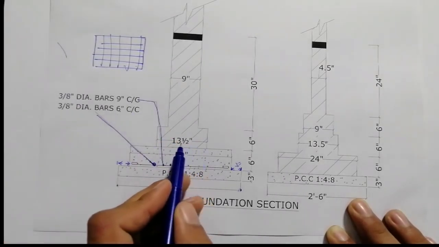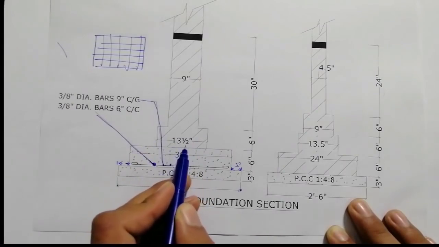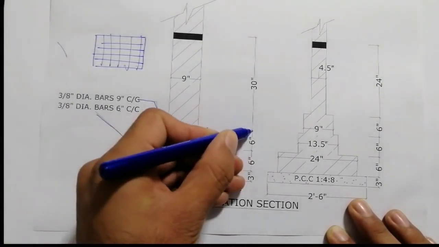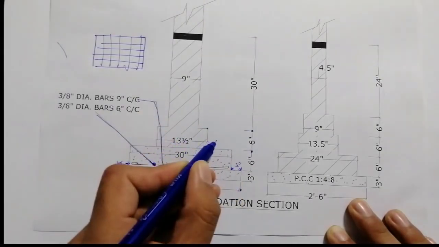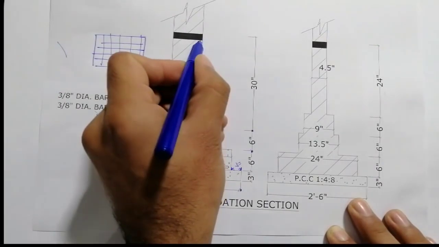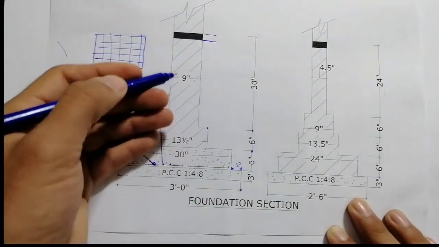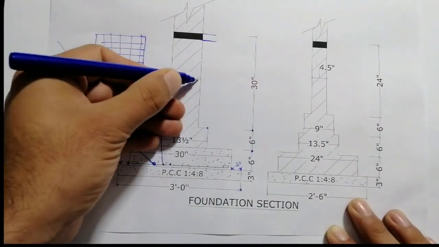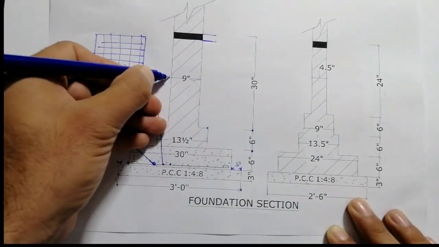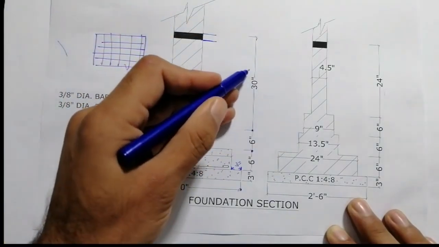Now come to its third step. It's 13.5 inches, which depth is 6 inches, right? So here to this point, right, it's 9 inches. Its width is 9 inches till its depth is 30 inches, you can see.